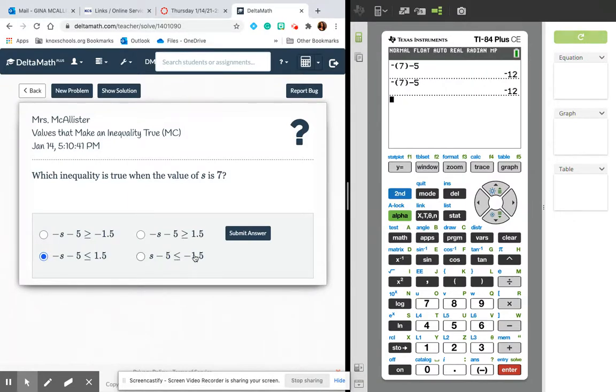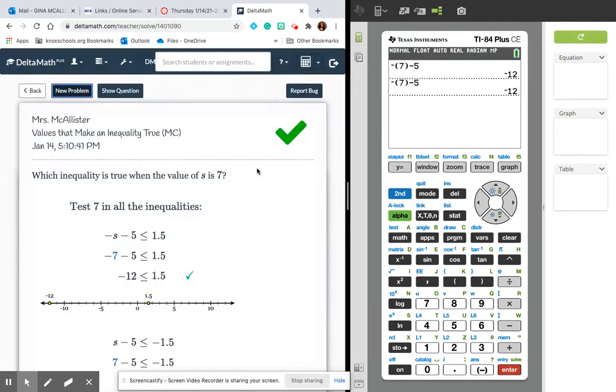I do want to take a look at my other answers. This one would be less than or equal to 1.5, but that would be 7 minus 5, which is 2, so it would not be. So I'm confident that that's the choice. If I needed to, I would work them all out to make sure.